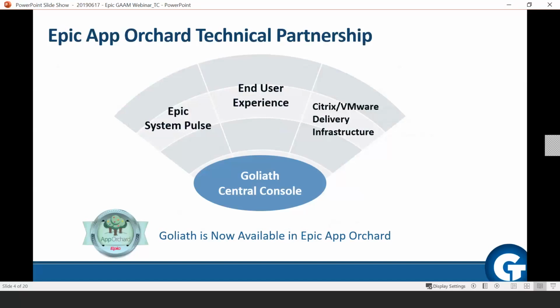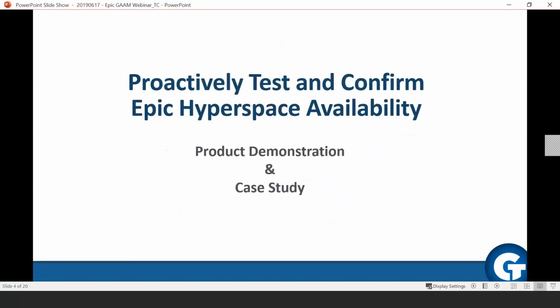The whole notion here is to give you the ability to troubleshoot it, monitor everything, alert you in advance of end users being impacted, but if they are impacted, give you the ability to troubleshoot these issues quickly. And incidentally, we are now available in the EPIC App Orchard.